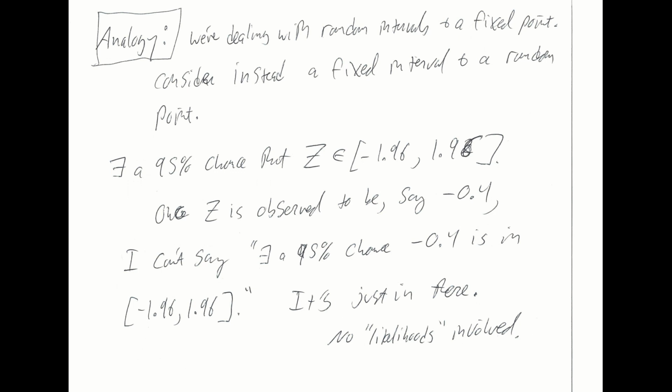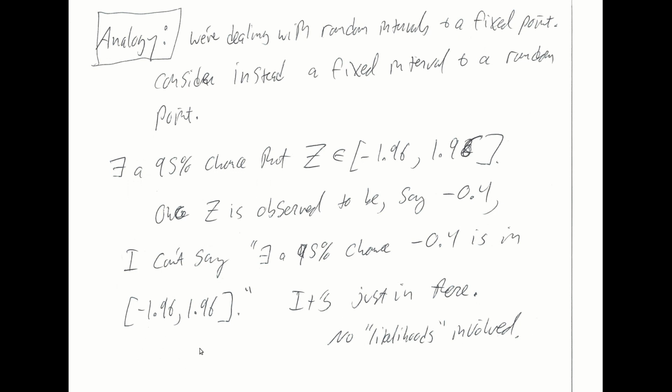This is exactly analogous to the situation we're dealing with for confidence intervals. There is a fixed number, mu, and there is a random interval, and there is a likelihood that that interval ends up containing mu. But once a particular value of the interval has been observed, I can no longer talk about the probability of the population mean being in that fixed-endpoint interval. It's either in there or it's not, in the same way that negative 0.4 is either in this interval or it's not.